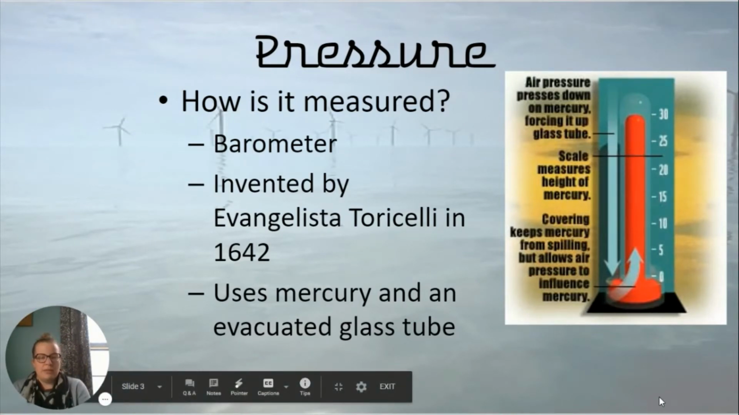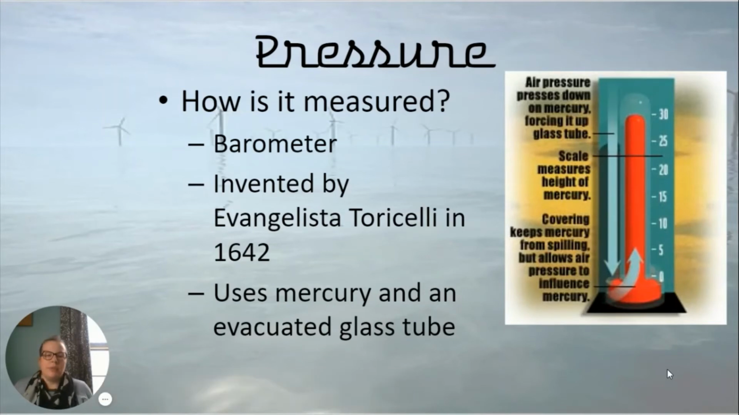So what happens is, and the trick is that you need to have this pool here exposed to the air pressure. When air pushes down on that mercury because of the atmosphere, so atmospheric pressure, it forces mercury up into the tube. And if the air pressure is lower, it doesn't push down as much and mercury comes out of the tube.